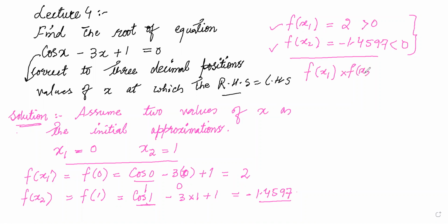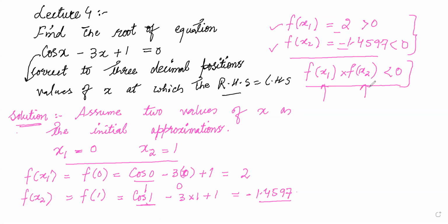it will be negative, less than zero. This is the condition that we have to satisfy, as we were satisfying in the bisection method. That is, f of x1 into f of x2 should always be less than zero. So we are fine with our first two approximations.